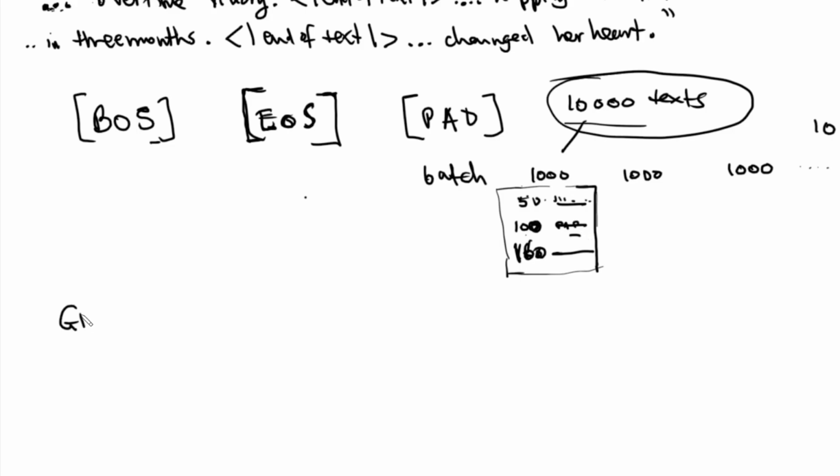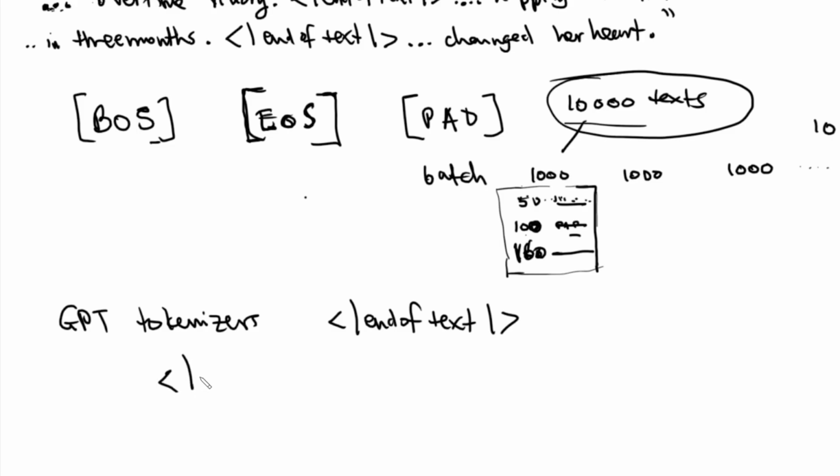But for the GPT tokenizers, the tokenizer for GPT models, they do not use these special tokens. It only uses this end of text token. This was done to be simple, and it also uses this end of text token to act as padding. So here it will be end of text repeated 110 times. It also doesn't use this unknown token.